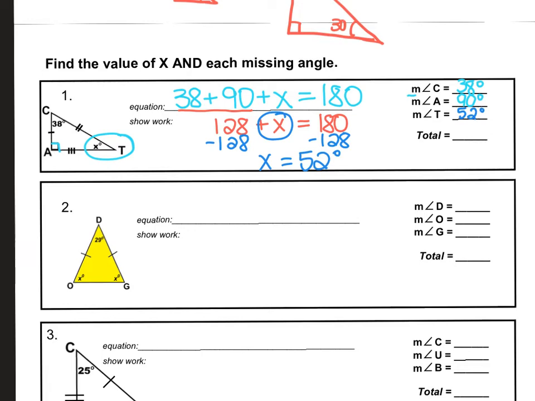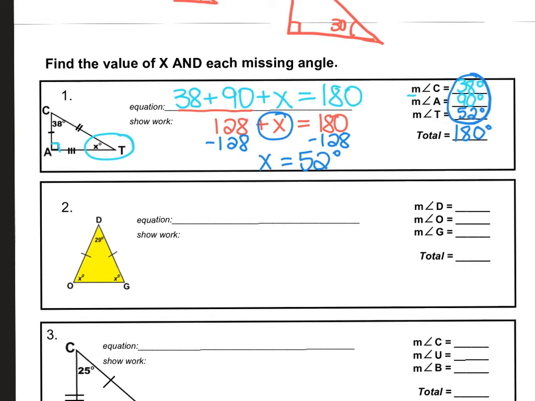And we do always want to check, because remember that we've said that they should add up to 180. So let's just go ahead. You can do it with a calculator. You can go ahead and add up all 3 of these numbers, 38, 90, and 52, and just double check to make sure that we get 180. And we do. So angle T is 52 degrees.